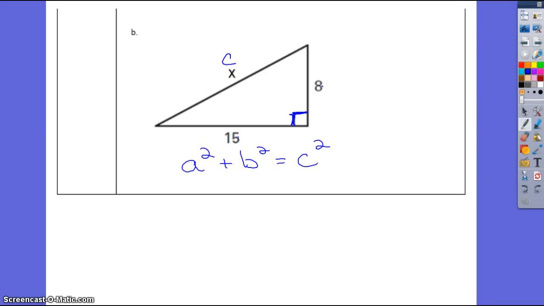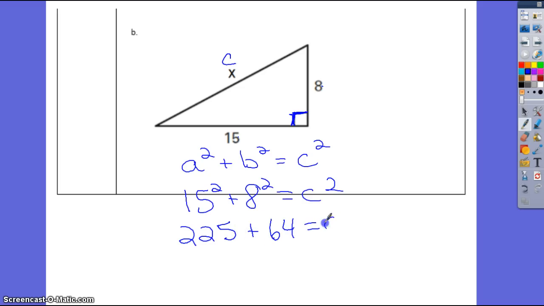All right, majority of you got all of it right. So we have 15 squared plus 8 squared equals C squared. What is 15 squared? 225. Good, that's one we had to memorize. 225 plus 8 squared? 64. That still equals C squared. Add these together, you should have gotten what? 289 equals C squared. And then the final is what?